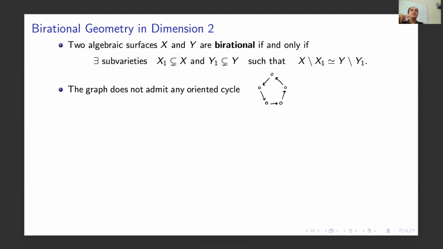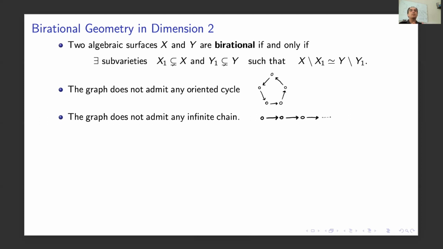So clearly, if we repeat this step finitely many times, we cannot happen to be in the same vertex again, because otherwise the Betti number must have increased again. And this is not possible in our operations. Okay, and using exactly the same proof, it's possible to show that the graph does not admit an infinite chain.